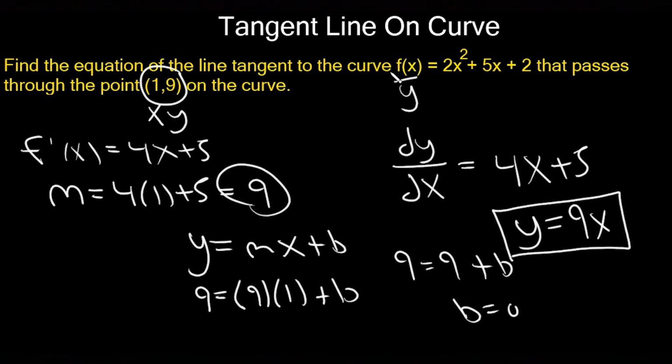Okay, so if you were to graph this function here, and you were to graph this line that we just derived, you would see that it's going to be tangent to that curve, and it would be passing through the point (1, 9). All right, let's go ahead and try another example.